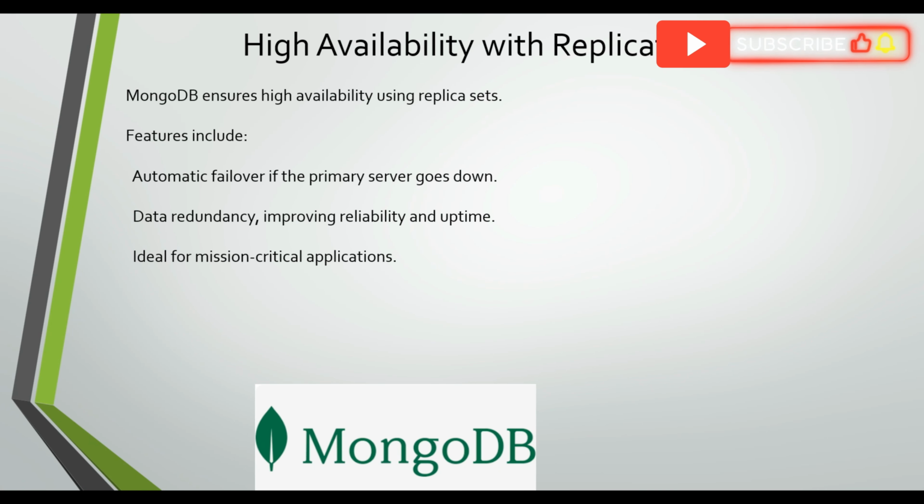Then for high availability, there is the feature of replication. MongoDB ensures that the database is highly available. It makes use of replica sets internally. This includes automatic failover, so if the primary server goes down, it will recover. Then the data redundancy improves your reliability and the uptime of your server. So this is very ideal for mission-critical applications used in production, and it is a very ideal database to use for that.